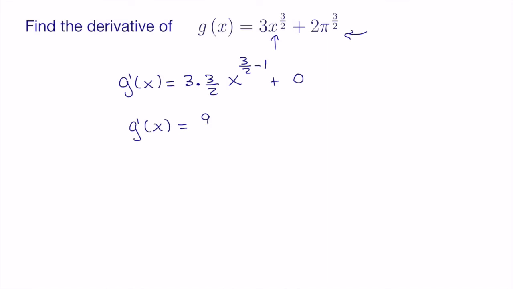So this is 9/2 x, and 3/2 minus 1 is 1/2. Usually when you're given the problem with rational exponents, you leave your answer in rational exponents. If they would have written 3 square root of x cubed, you turn it to rational exponents, you derive it. Then your answer should look like 9 over 2 square root of x. So the way they write the problem, that's the way you're going to answer the problem.